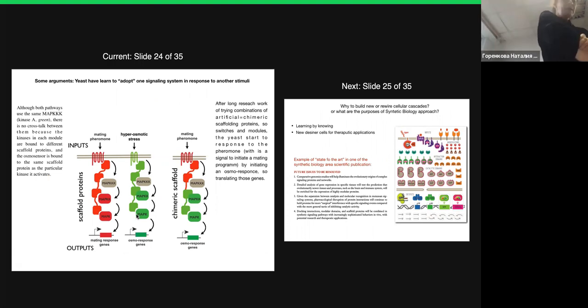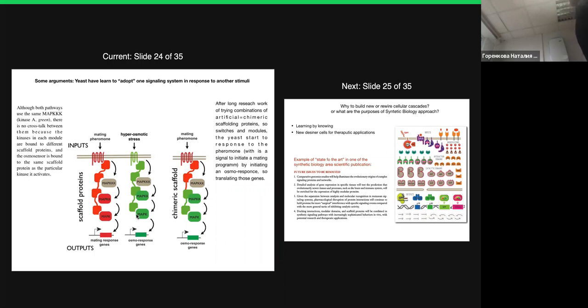Again, one more kind of confirmation. We come to the yeast. It should probably have been at the beginning, but I come to the simplest one in the end. This is a yeast signaling system.